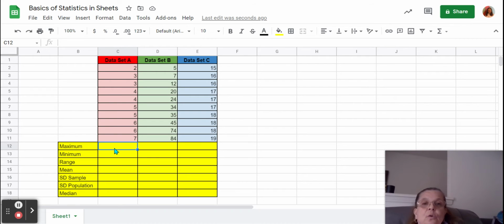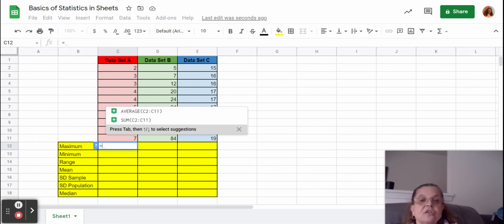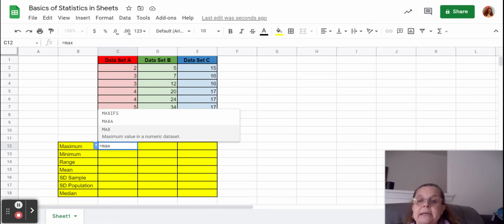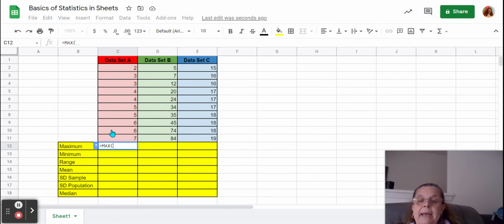Just like we did in the first quarter, click in the box under data set A that matches maximum. Start with the equal sign and start typing the word max, M-A-X, and you'll see it come up at the bottom. Click max, and now you need to tell it where you want to grab and what you want to check. So from 2 all the way down to 7, let it go, close the parentheses off, and hit enter. And our maximum is in fact 7.